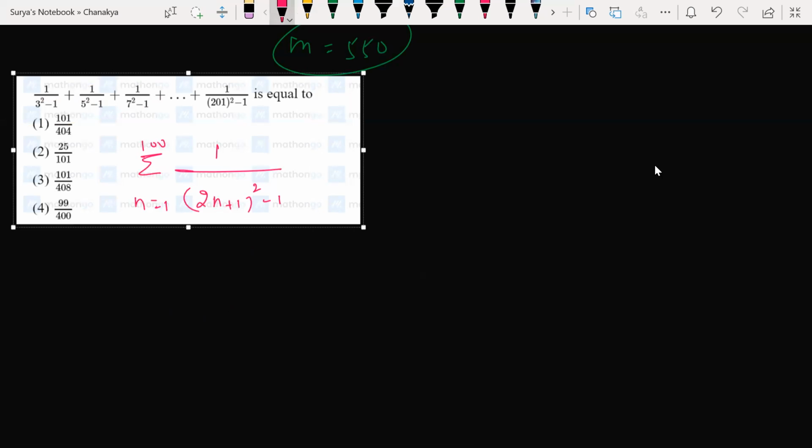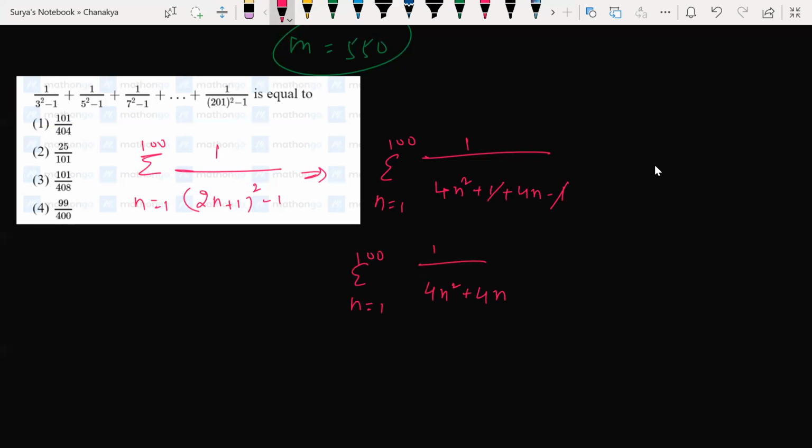Yes. Now, look at this. This can be written as what? Summation of n is equal to 1 to 100, 1 by a square plus b square plus 2ab minus 1. This will get cancelled. So summation of n is equal to 1 to 100, 1 by 4n square plus 4n.